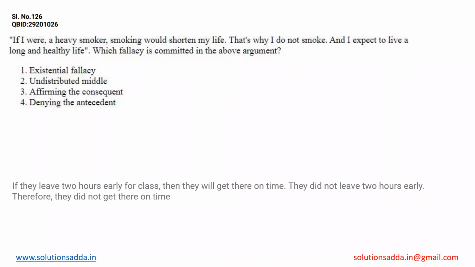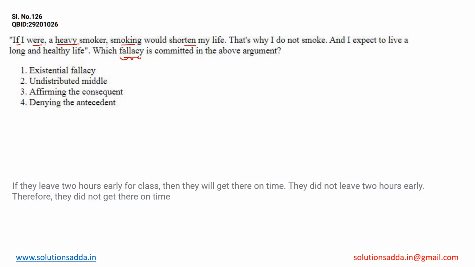Hello everyone, this is question number 26. Let's read the question. If I were a heavy smoker, smoking would shorten my life. That's why I do not smoke, and I expect to live a long and healthy life. Which fallacy is committed in the above argument? So basically we need to find out the type of fallacy represented in this particular sentence.